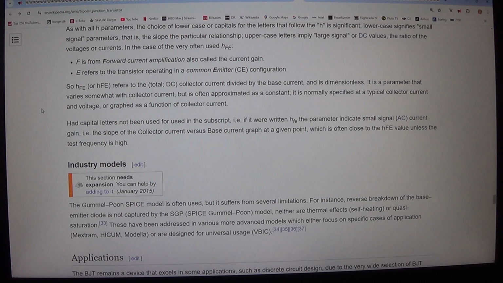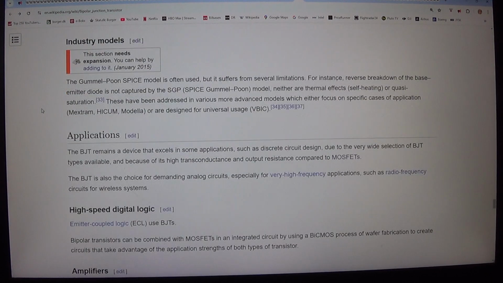Industry models, edit. This section needs expansion. You can help by adding to it.